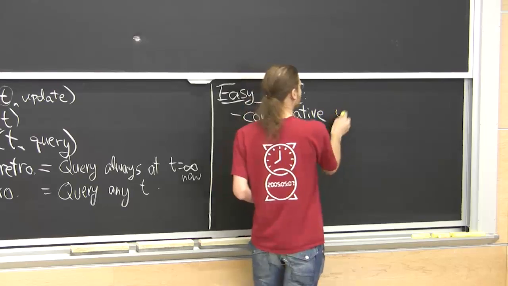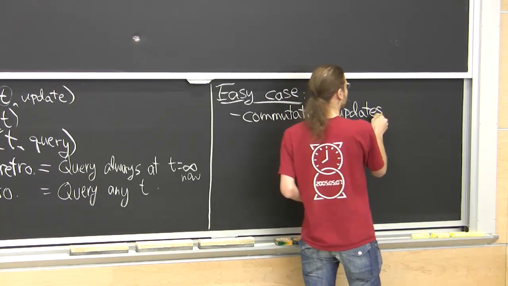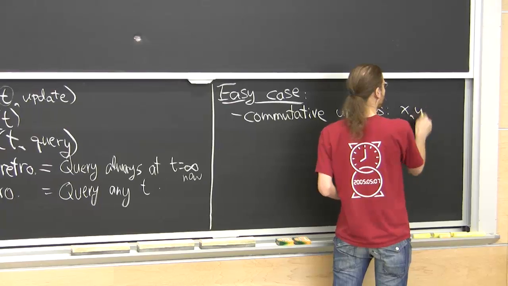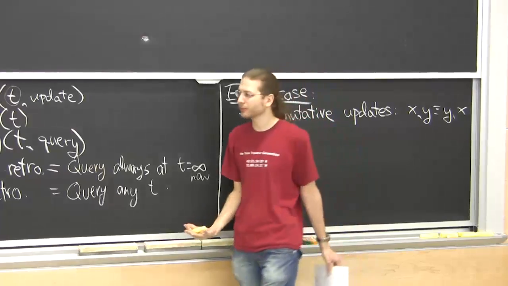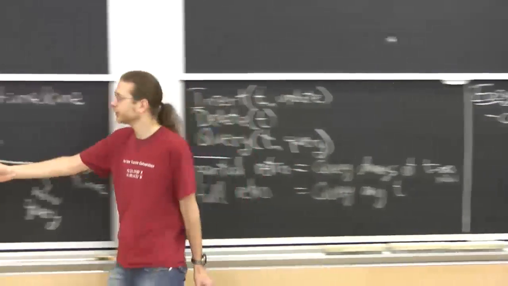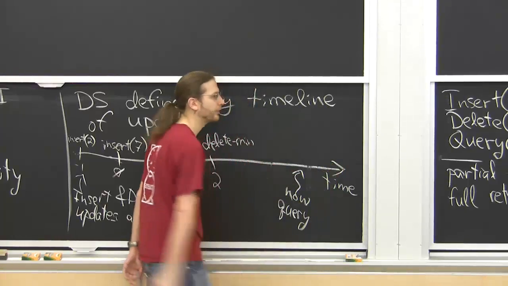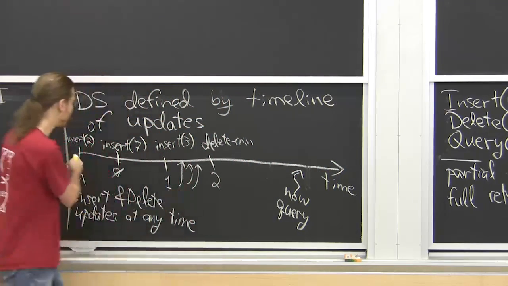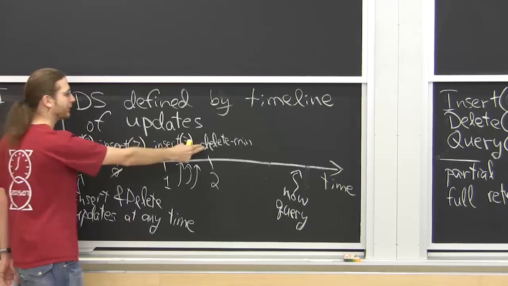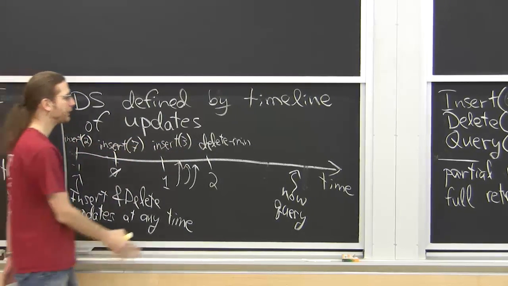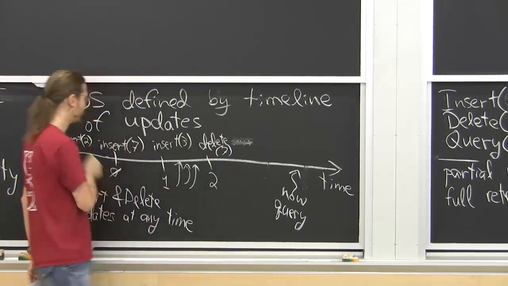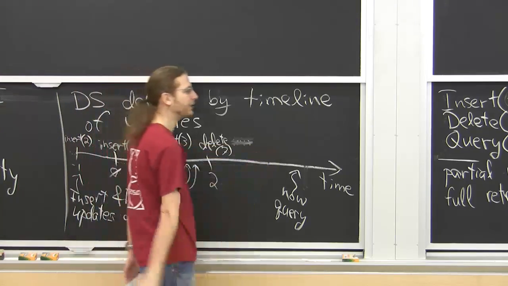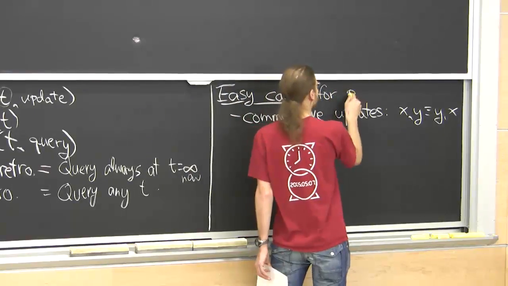Suppose you have commutative updates, meaning x followed by y is the same thing as y followed by x. This would be great because if I could reorder updates, then I don't really care about the sequence of updates, as long as I'm only querying the final results. This would not be an example of commutative: delete, min, and insert are not commutative. But if I was just doing insert and delete, for example, delete 7, whatever, then inserting 2 here is the same thing as inserting 2 at the end, as long as I'm only querying the end. So this would be an easy case for partial retroactivity.